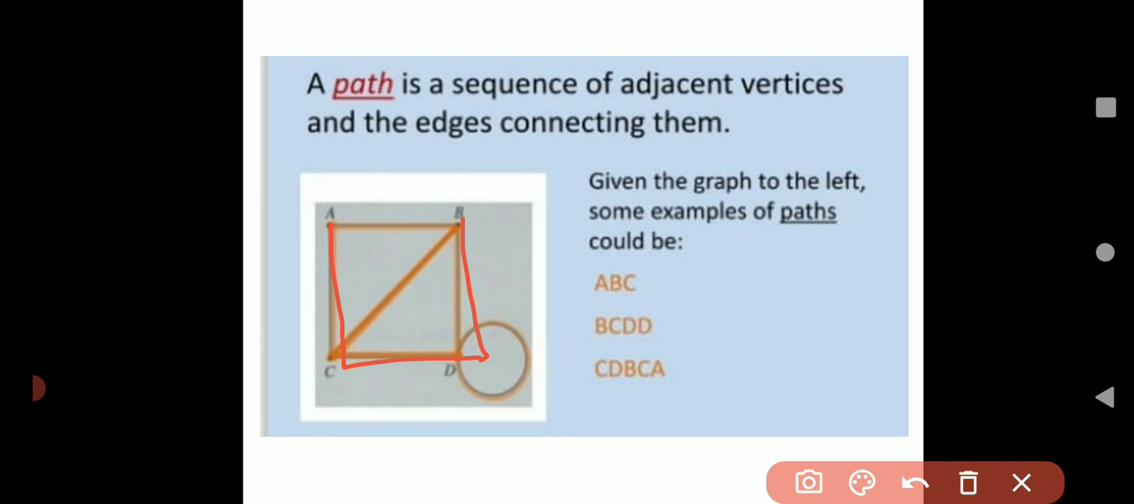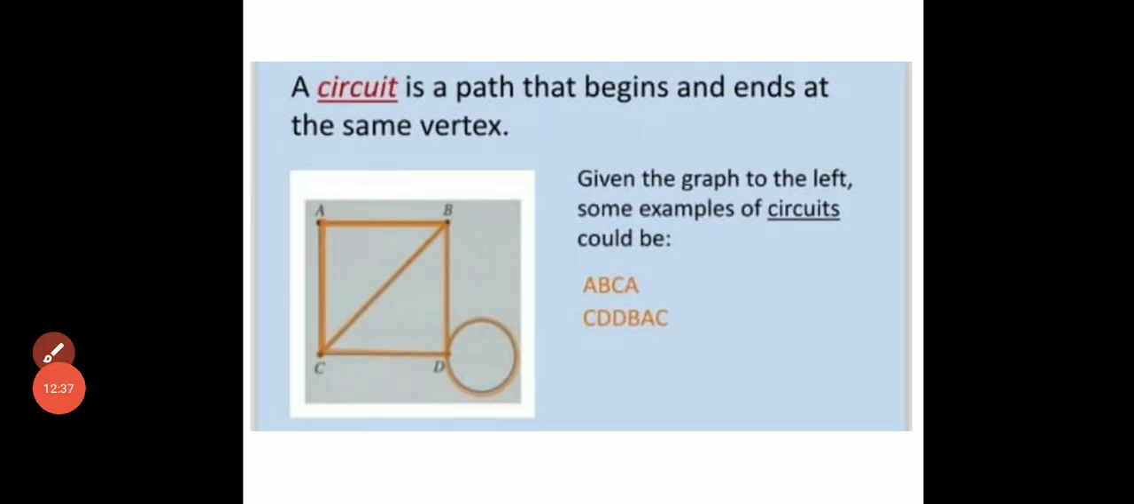If the path is closed, that means the beginning and ending of the path is the same. That means the beginning vertex and ending vertex are the same in a path, then that path is known as a circuit. That is also known as a cycle. So here we have an example, that is A, B, C, A. This is a cycle, or it is also known as a circuit.